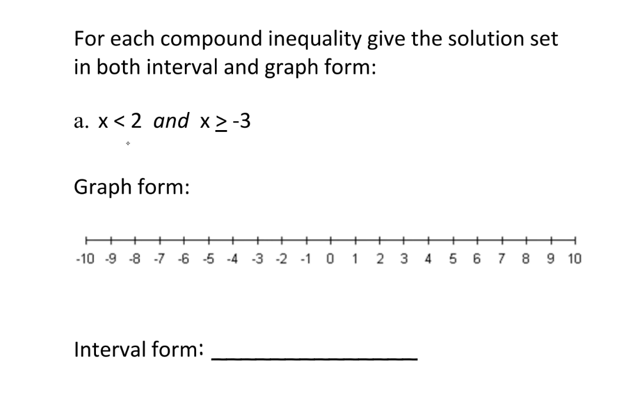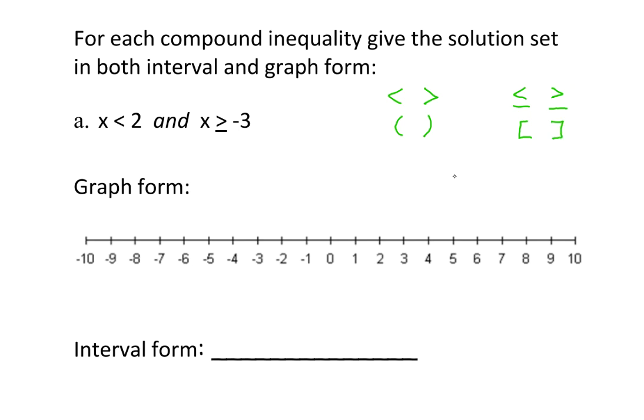X is less than 2, so that means we would need all the numbers that are to the left of 2. It's less than 2, and it's also just less than 2. 2 is not included. So if we have the symbols less than or greater than, not equal to, then on our number line, we are going to use parentheses. If we have less than or equal to, or greater than or equal to, then we would use brackets on our number line.